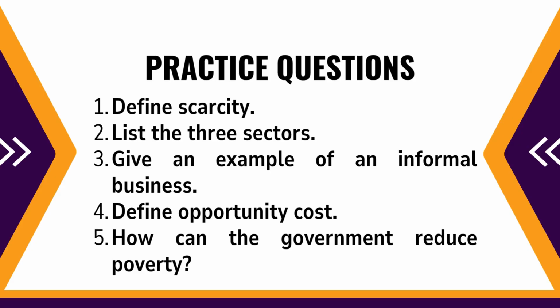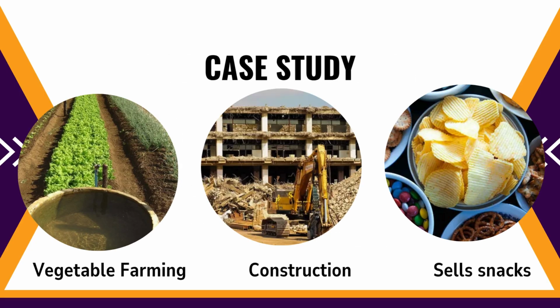Okay, let's check. Scarcity means resources are limited, but wants are unlimited. The three sectors are primary, secondary, and tertiary. An example of an informal business is a street vendor or a home baker. Opportunity cost is the value of what you give up when you make a choice. The government reduces poverty by providing education, social grants, and job opportunities.